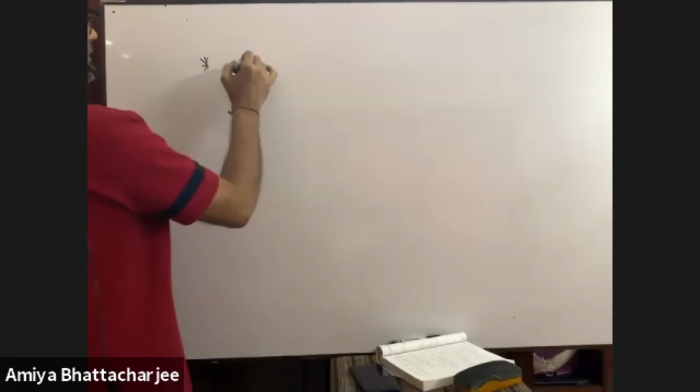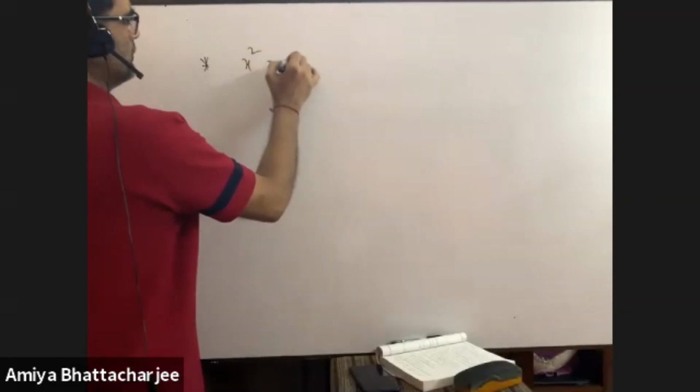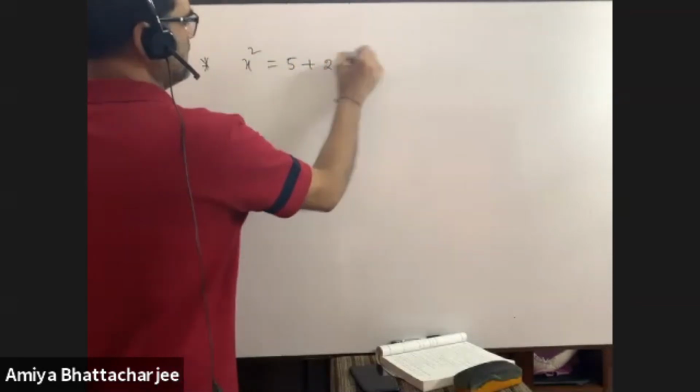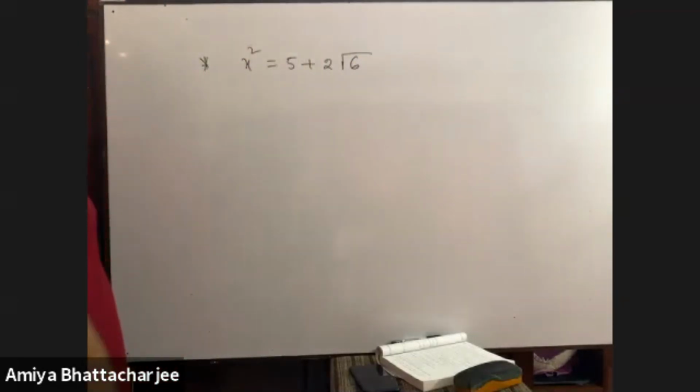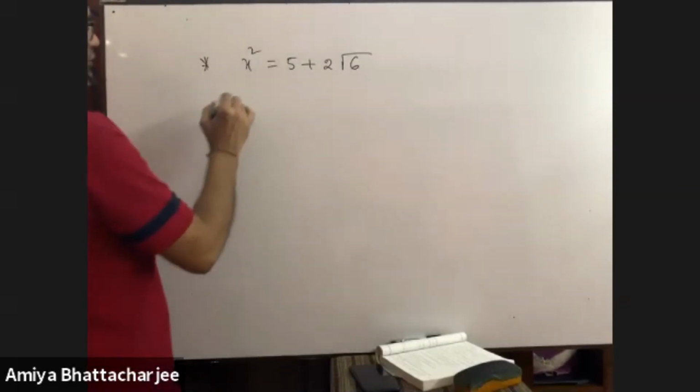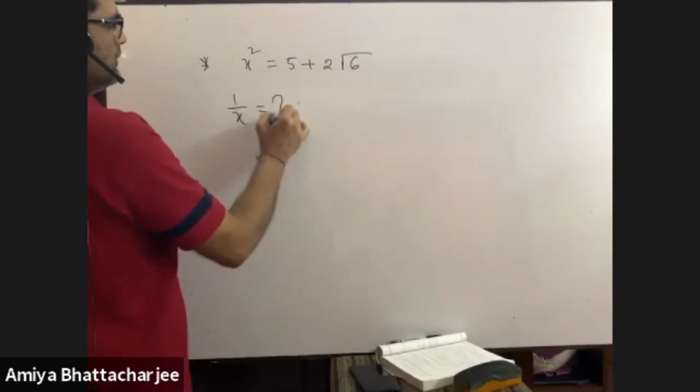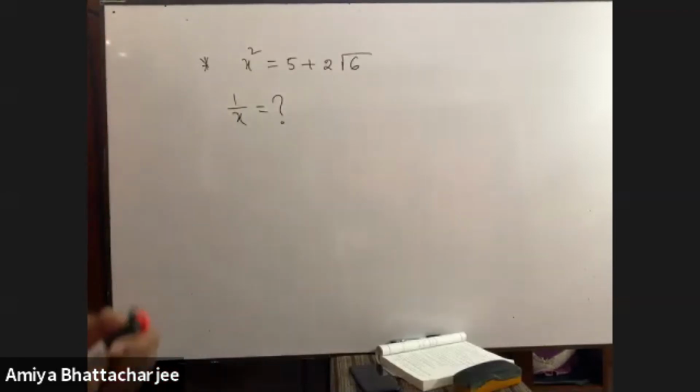x square is equal to 5 plus 2 root 6. What is the value of 1 by x? Do it. Are you getting me? Who can do this math?